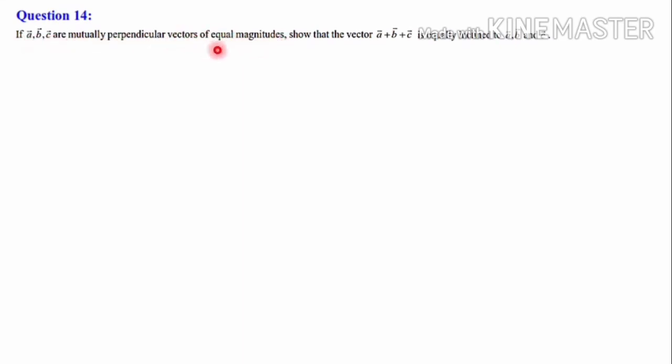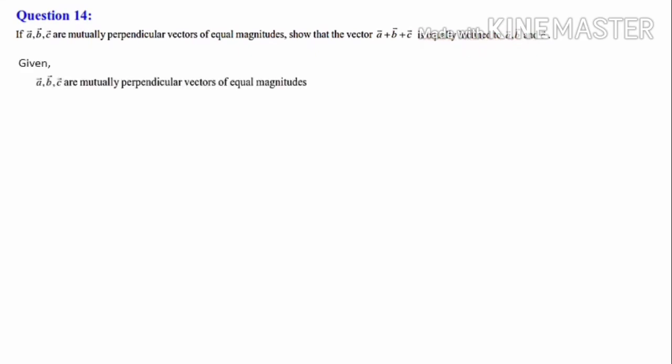On to question number 14. The question is, if vector A, vector B, vector C are mutually perpendicular vectors of equal magnitudes, show that the vector A plus B plus C is equally inclined to vector A, vector B and vector C. Here the given condition is vector A, vector B and vector C are mutually perpendicular vectors of equal magnitudes. In the sense they are mutually perpendicular as well as their magnitudes are same. And we have to show that their sum, vector A plus vector B plus vector C, is equally inclined to vector A, vector B and vector C. Equally inclined in the sense the angle must be same.